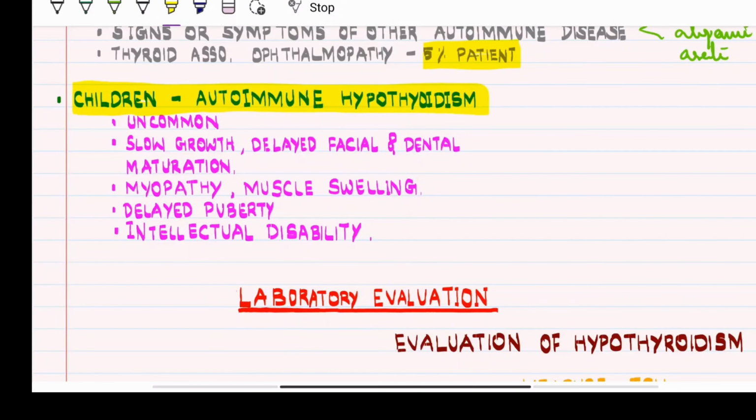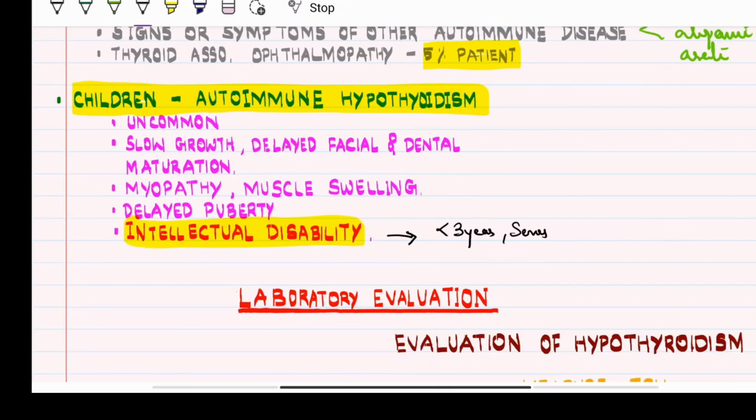Okay, in children autoimmune hypothyroidism is very uncommon. If it is present, there will be slow growth, delayed facial and dental development and maturation, myopathy, muscle swelling, delayed puberty, and intellectual disability. Intellectual disability occurs when hypothyroidism occurs in a child less than 3 years of age, and if it is severe.